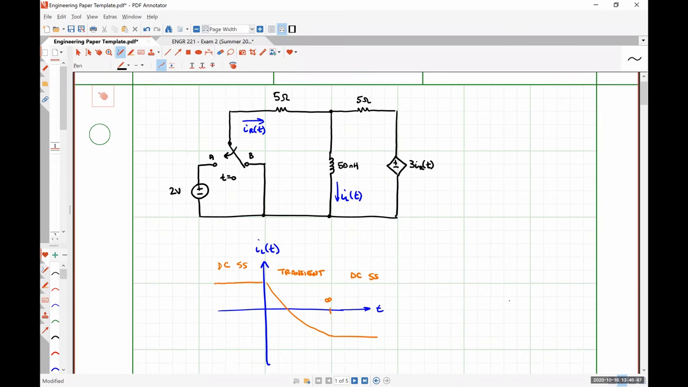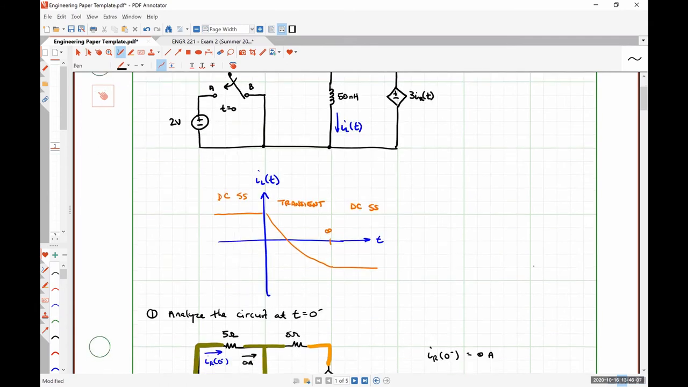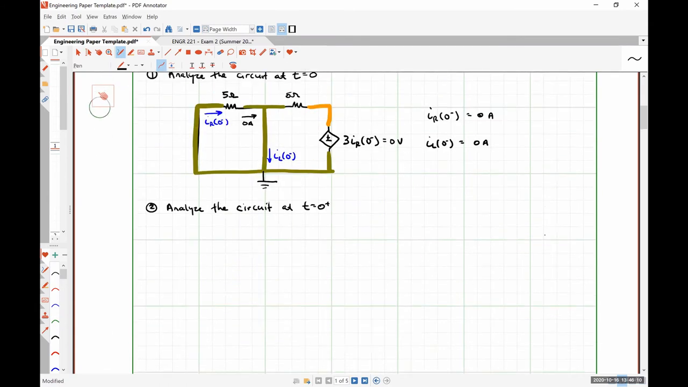At t equals 0 plus, our switch moves from being closed at position B to being closed at position A, which means we have switched in that 2-volt source. We are no longer at DC steady state, so we're no longer going to use a short circuit to approximate our inductor. We'll talk about specifically what we're going to do here in just a second. Let's draw. So we have our 2-volt source, 5-ohm resistor. Our inductor is going to be down. We'll figure out what we're going to do with that in a second.